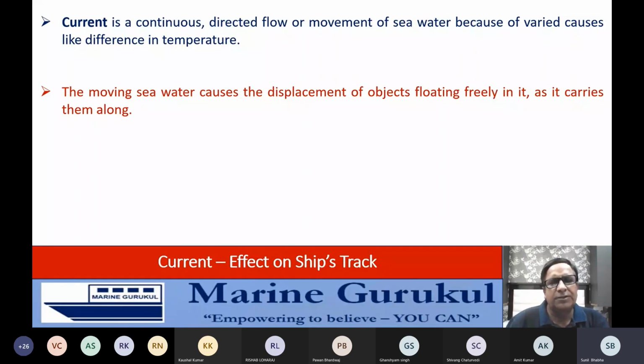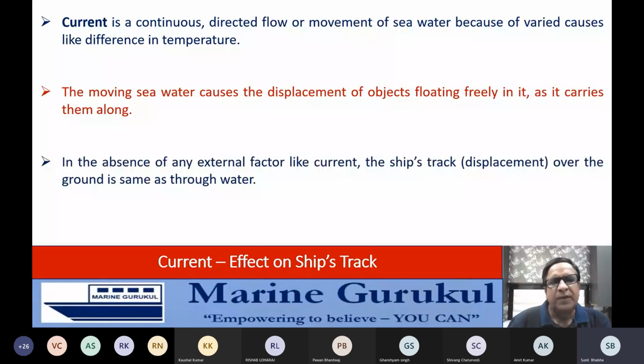So the floating objects, which are freely floating in water, would be carried with the water as the water flows because of the current. In the absence of any external factor like current, the ship's track or displacement over the ground shall be same as its displacement through water. So we must understand the difference between track through water and track over the ground.